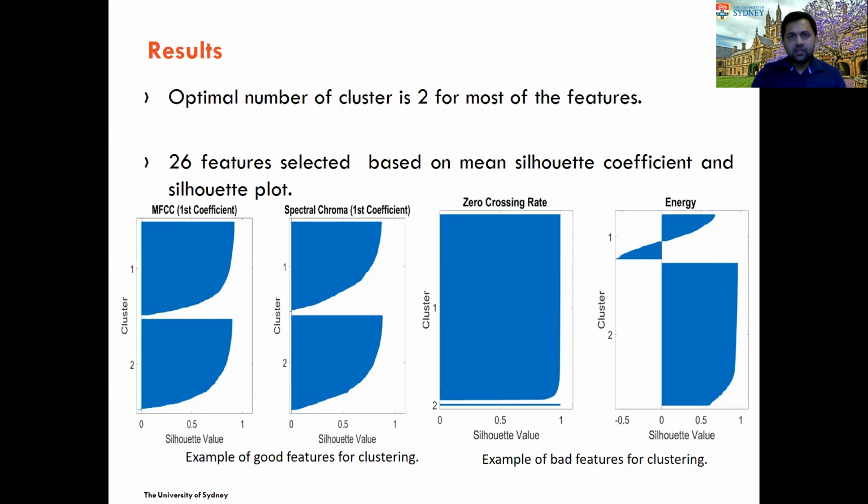The right-hand side figure shows an example of Cistulli plot for the features that did not fit well in the cluster. Even though the zero crossing rate had a high mean Cistulli coefficient of 0.98, the width of 2 clusters was not uniform. For the energy feature, mean Cistulli coefficient was 0.73 with a large number of outliers, which resulted in a few negative coefficients values in cluster 1.